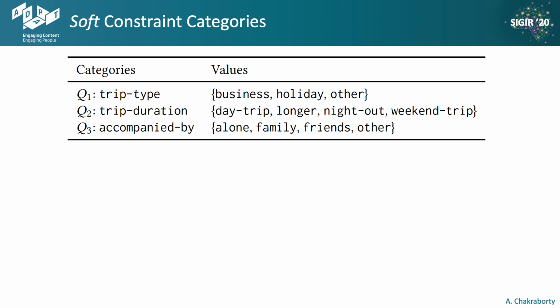For our experiments, we consider that there are three soft context categories, namely trip type, such as business or holiday, trip duration, such as day trip or night out, and accompanied by, whether the user is alone or with her friends. To incorporate these soft contexts, one needs to learn an association between a word from the review text or tag of a user profile and the likely historical context such as trip type, duration, etc., leading to the review.